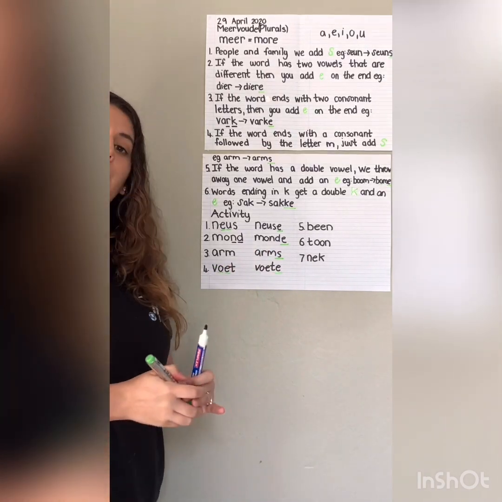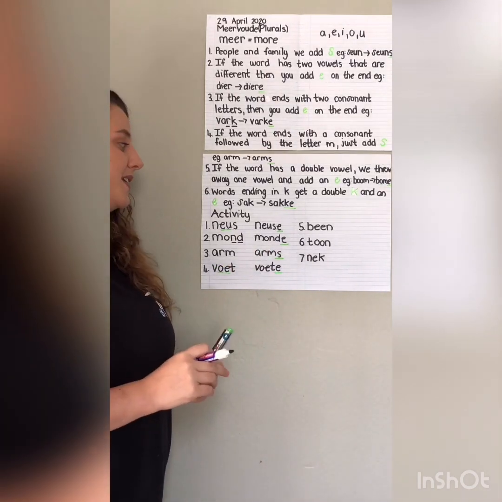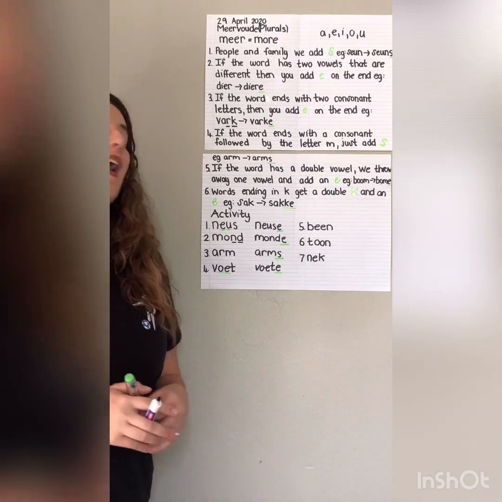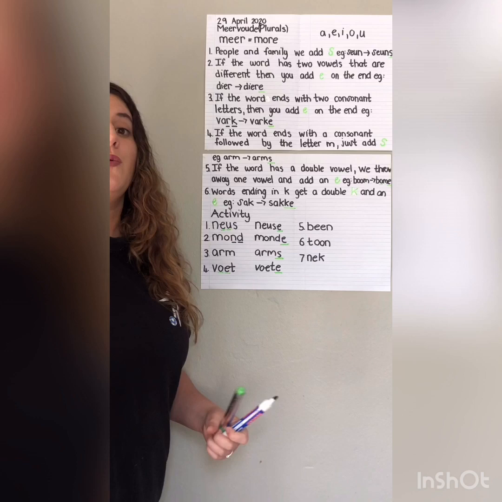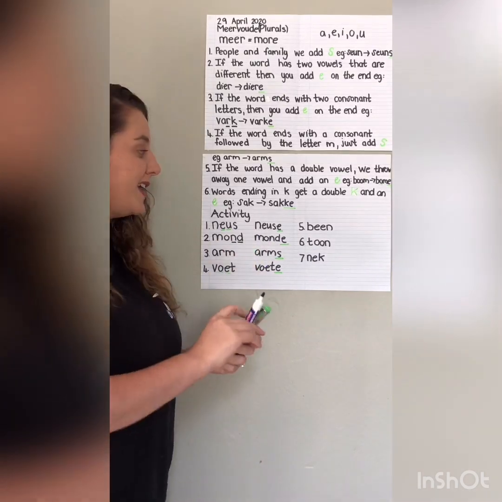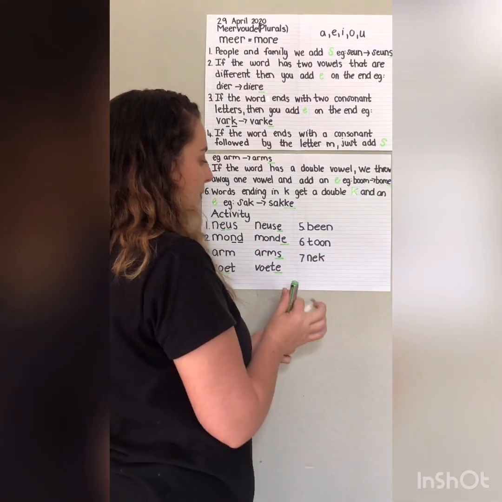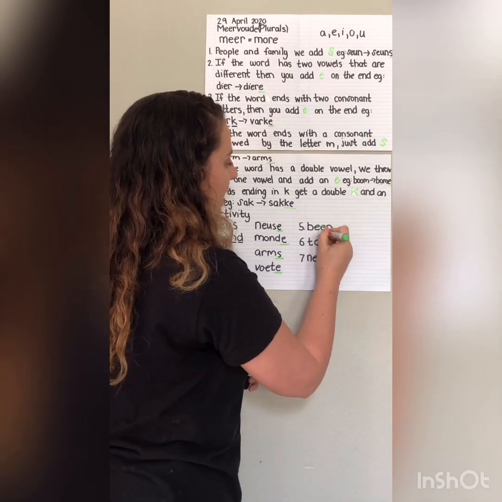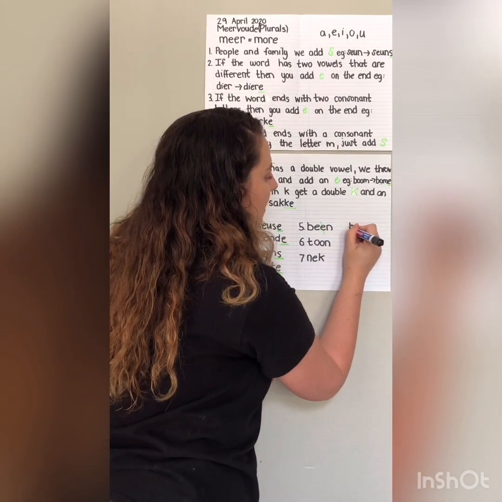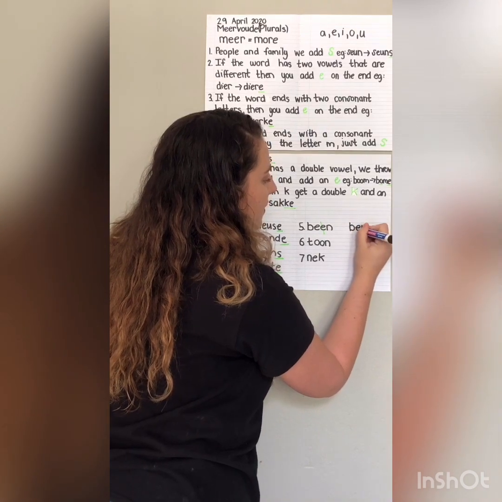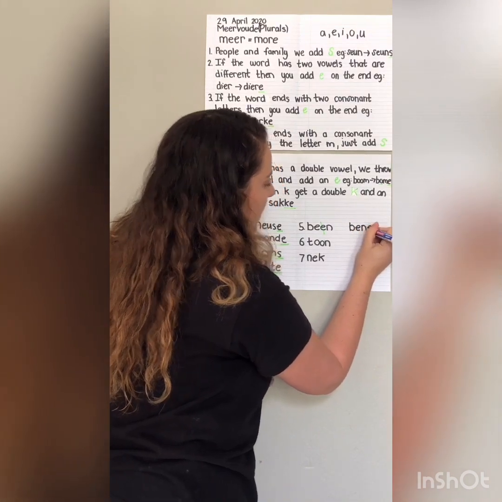The next word we're going to use is Ian. Ian has a double vowel and they're the same. So remember when we have a double vowel, we kick one out and we add an E on the end. So we're going to kick him out and our word becomes Iane. Don't forget to add an E on the end.